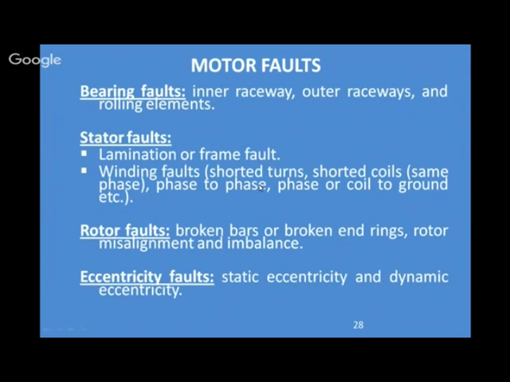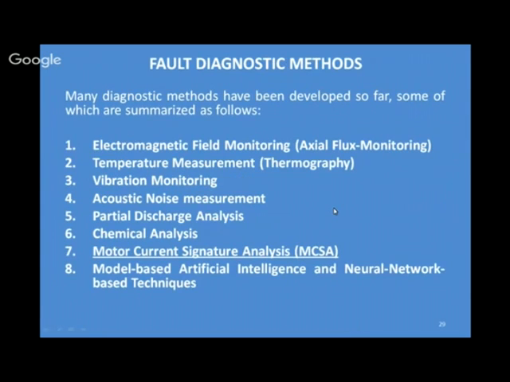So there are different types of faults in induction motor. We have different diagnostic methods for these type of fault diagnosis. So we have electromagnetic field monitoring, that is flux monitoring, temperature monitoring, vibration, acoustic, or the chemical analysis of the motors. Then we have a widely used method, that is motor current signature analysis. So we will study this type of method in detail.